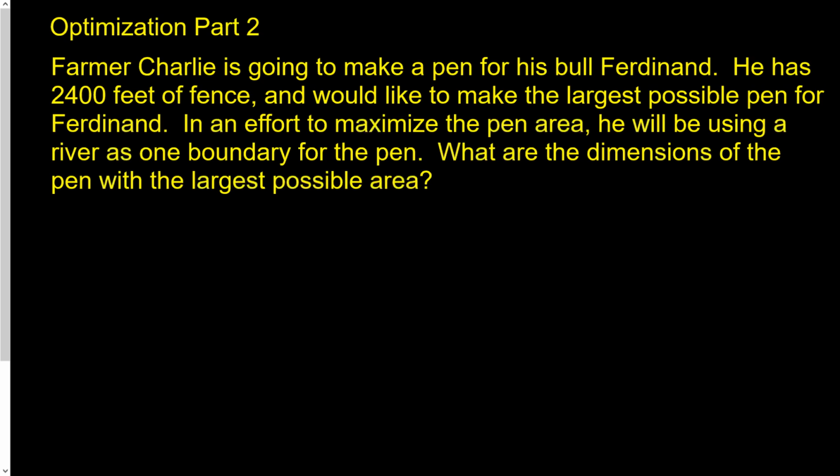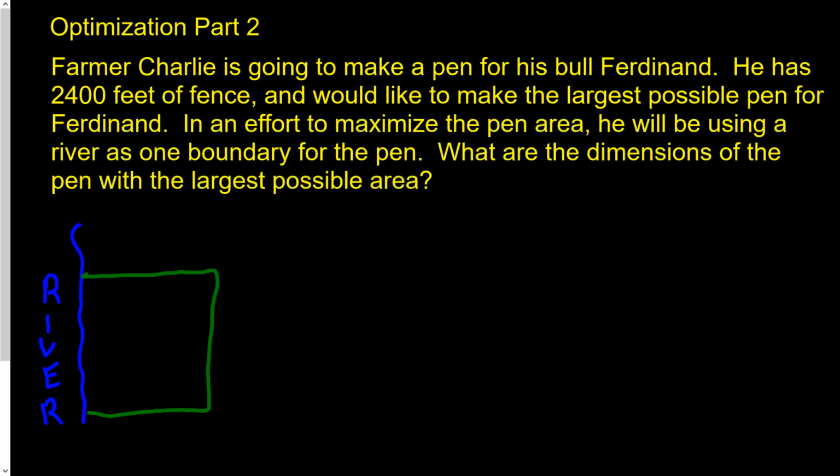So it would probably be helpful to draw a little picture here. Let's start by just saying here's a river. And it says we're going to make a pen for his bull Ferdinand. So Ferdinand is going to be enclosed in this rectangular pen. It doesn't say rectangular, so I guess you could technically do a circle or something, but I should have said rectangular pen.